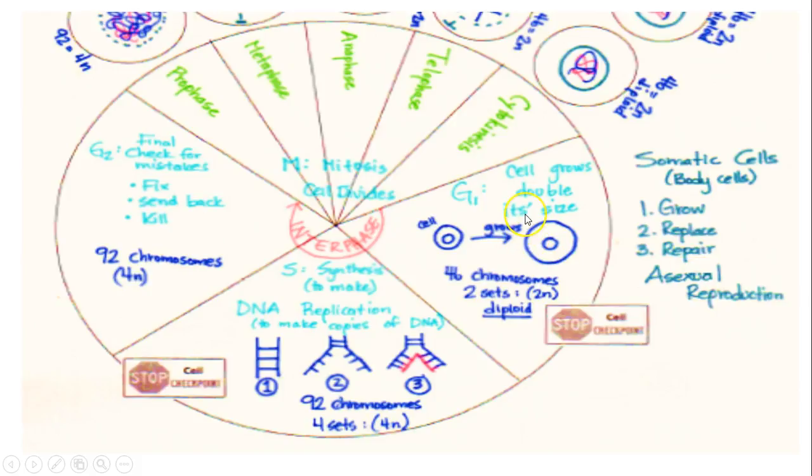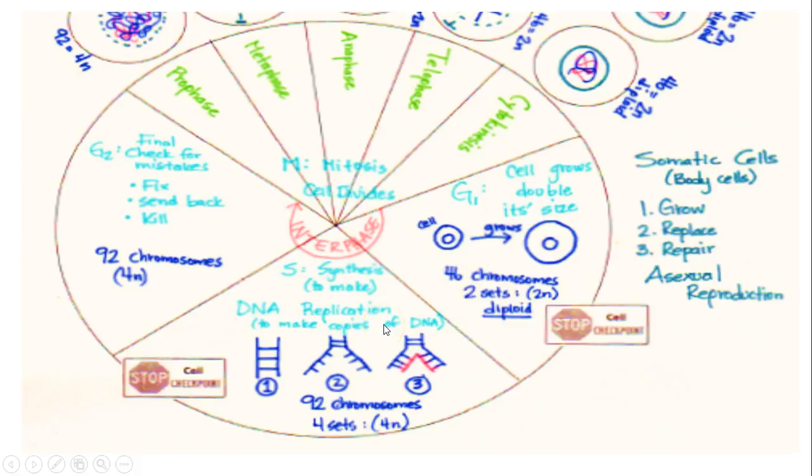So in G1, you have normal cell growth. You get your cell and it doubles in size. It still has 46 chromosomes. And let's talk about your 2N. Your 2N is your diploid number. Diploid number is, you have 23 pairs. So 23 pairs times 2 is 46 chromosomes. That's your 2N number. So then, that's G1.